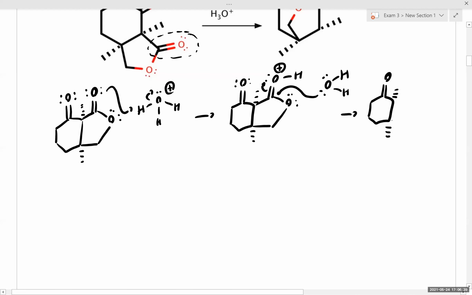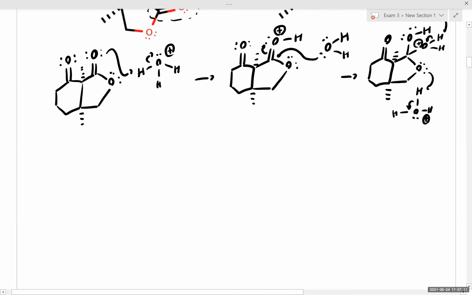Now, from here, we're going to have to activate the alcohol as a leaving group. We're still under acidic conditions, so we can't have anions just floating around in solution. So in order to activate our lactone oxygen as a leaving group, we're going to protonate that oxygen. And we're going to deprotonate and free up a lone pair on our water equivalent.